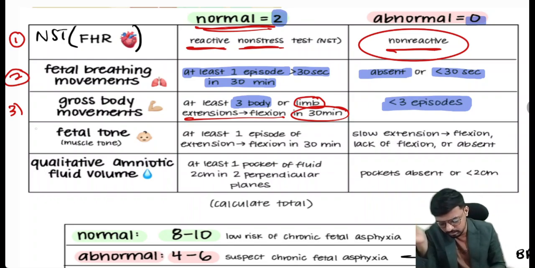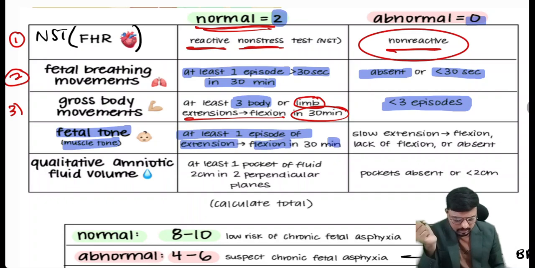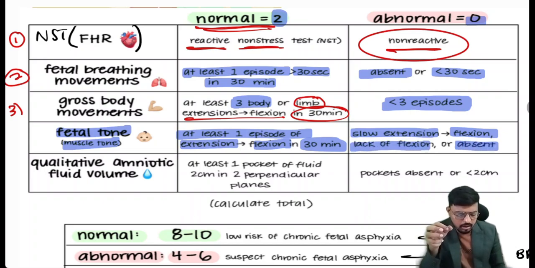The fourth one is the fetal tone. Here we study the tone, or the universal flexion, of the fetus. If the fetus is completely flexed and there is at least one episode of extension and flexion in the last 30 minutes, we give 2 marks. If there is slow extension, slow flexion, a complete lack of flexion, or absent fetal tone, we give a score of 0.